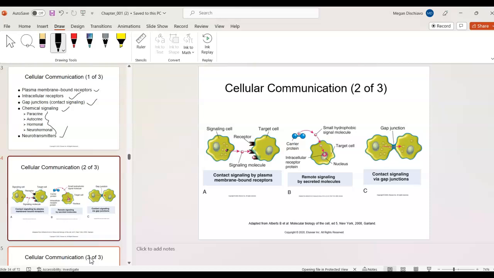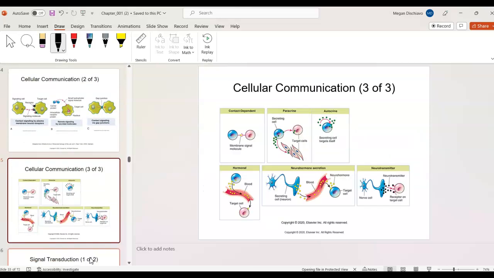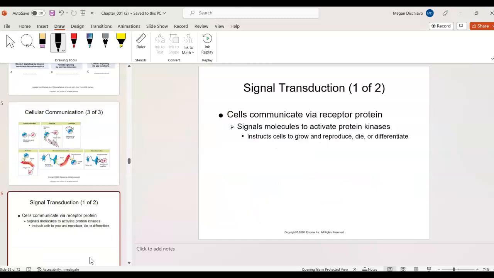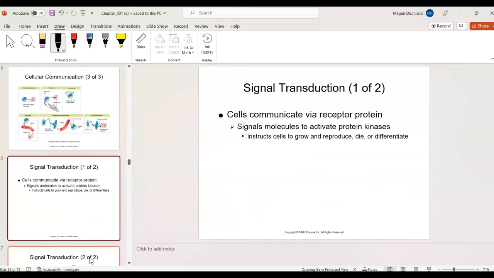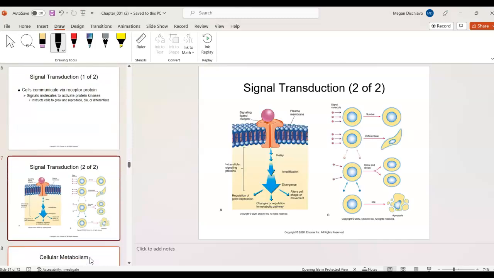So, cell communication. You can see the different ones that we spoke about, and here's another sign for that. We spoke about these protein receptors. These protein receptors will get signals, generally hormones, that will activate what are called protein kinases inside of the cell that instruct that cell to do those functions.